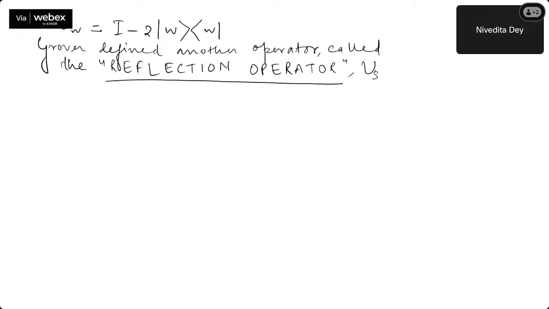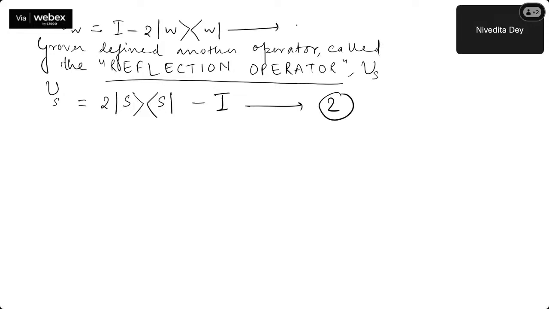It is another operator, so it's US. And the US definition is 2|S⟩⟨S| minus I. S corresponds to the standard state, W corresponds to the marked state. Though it seems almost the same, it is very different. It is not at all the same as UW. And there is another operator which will come, I will tell you. So this is operator number 2 and this one is operator number 1.